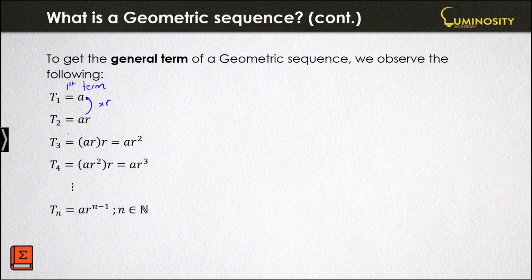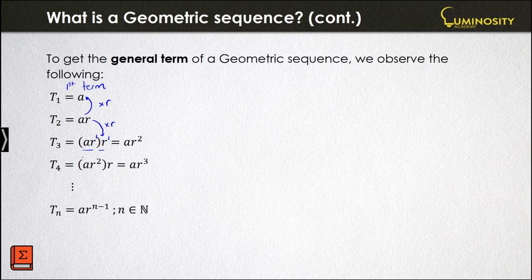To get the third term, we simply take the second term, which is the previous term, and again multiply that by r to get ar times r. But these r's are the same base, so we add their exponents. They both have an exponent of 1. So 1 plus 1 is 2, and therefore you get ar squared.